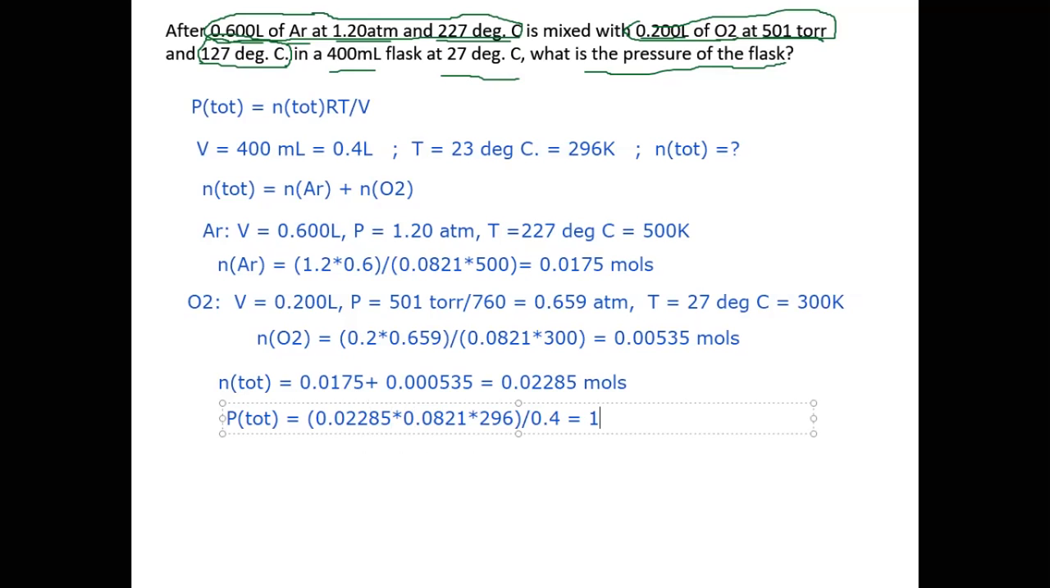So we get a pressure of 1.39 ATM. So that's the pressure of the mixture of these two gases. I'll give you just a moment to look at that before we move on to another example.